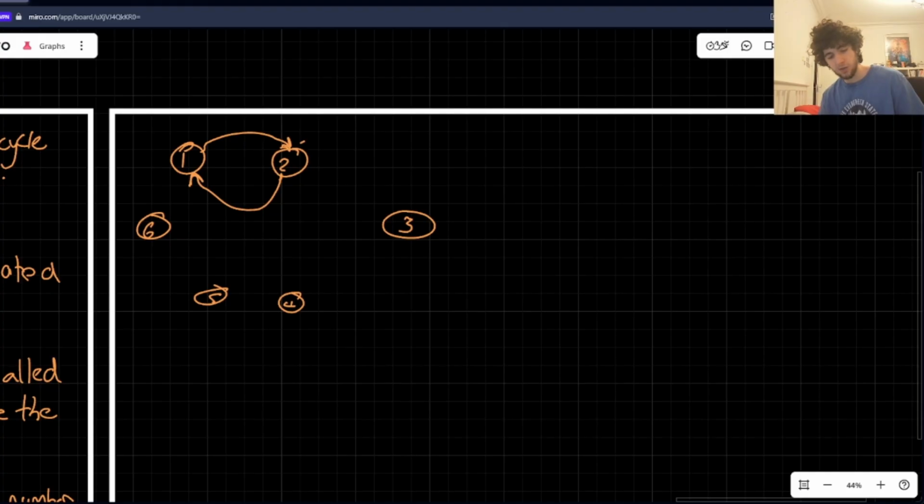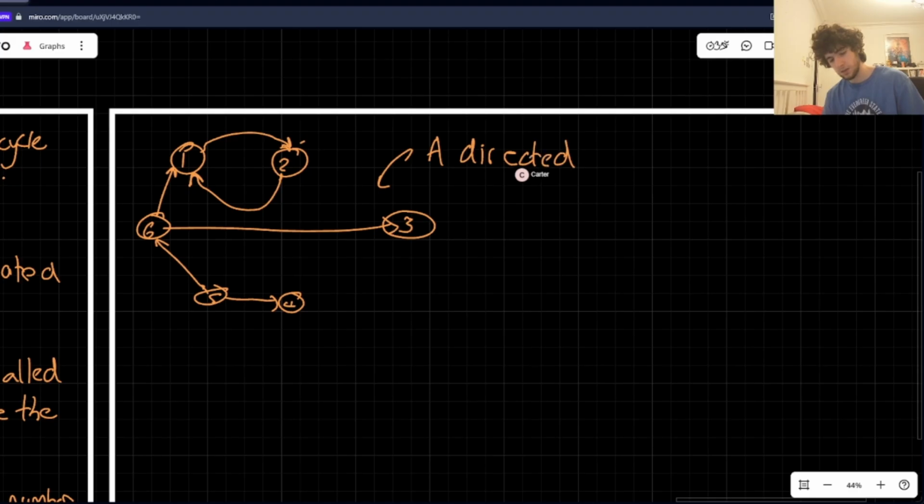You can also have an arrow from 6 to 1, like so, an arrow from maybe 5 to 6, like so, an arrow from 5 to 4, like so, and then an arrow from 6 to 3, like so. Okay, so this is an example of a directed graph. Now in this case, the way that we represent an edge is actually going to be with an ordered pair.